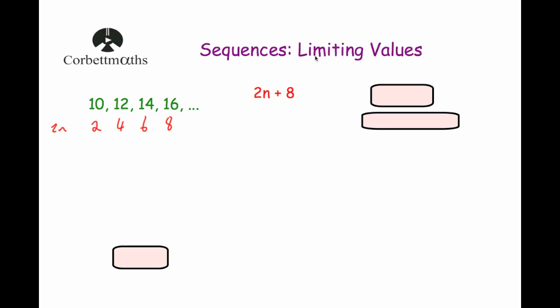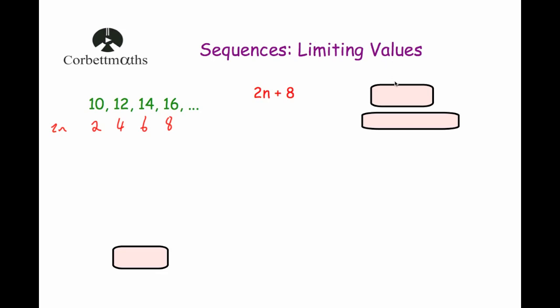Now sometimes we're asked to find out what happens as the value for n gets bigger and bigger, and n's the term number. So we've got the first, second, third and fourth term. What happens as we look at the 10th term or the 20th term or the 100th term and so on? For the 100th term it would be 2 times 100, which is 200, plus 8 would be 208. If we want to know what would happen at the 1000th term, it would be 2 times 1000, 2000 plus 8 would be 2008.